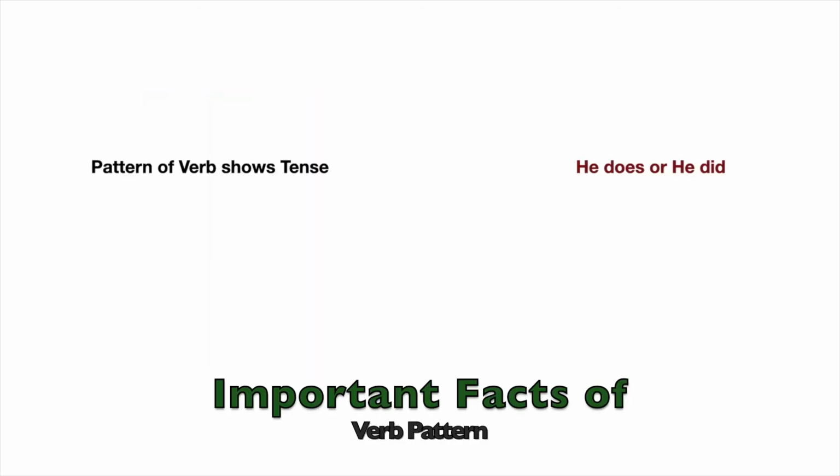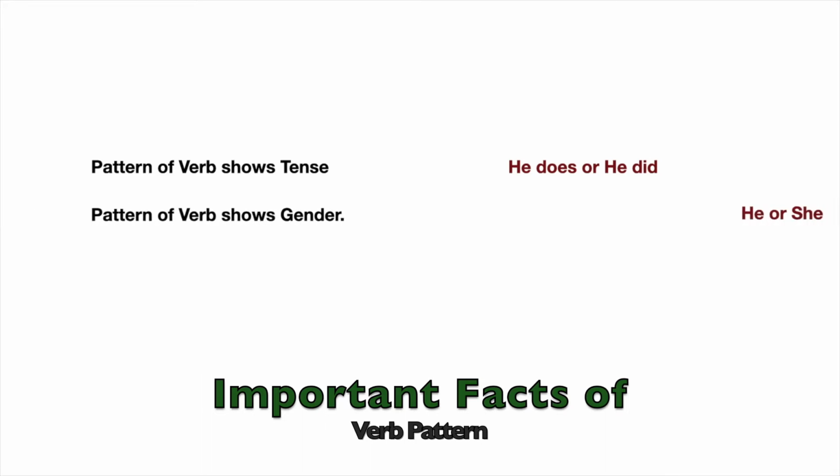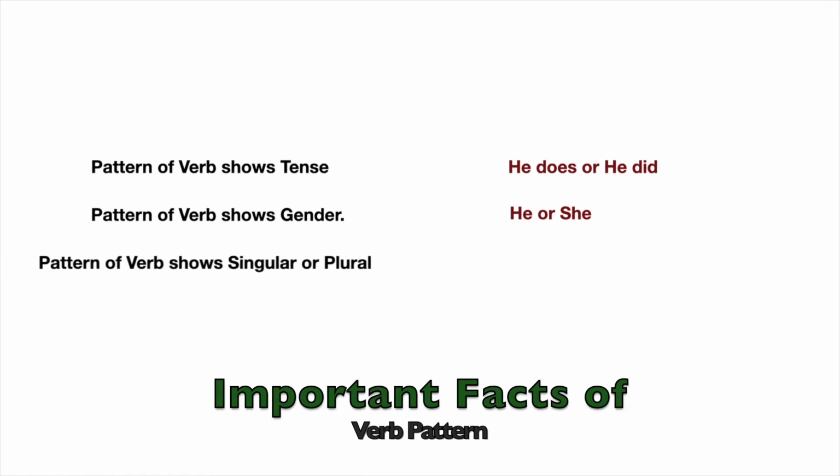Here are important facts about verb patterns. The pattern of the verb shows the tense, he does or he did. The pattern of the verb shows the gender, he or she. The pattern of the verb shows the singular or plural, he did or they did.